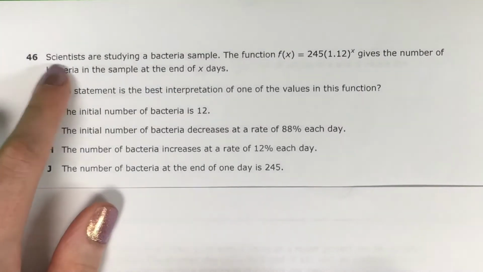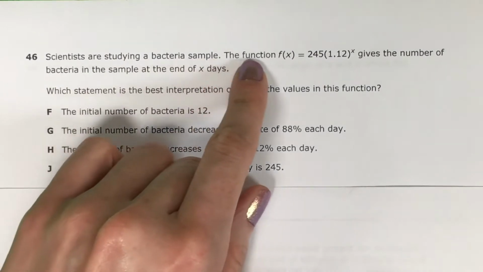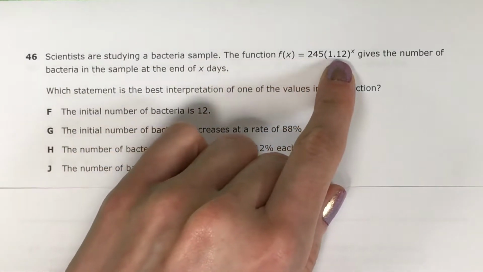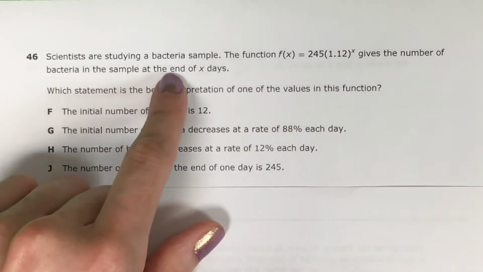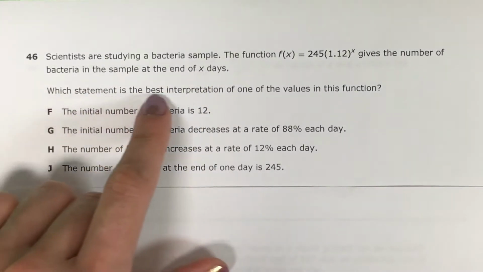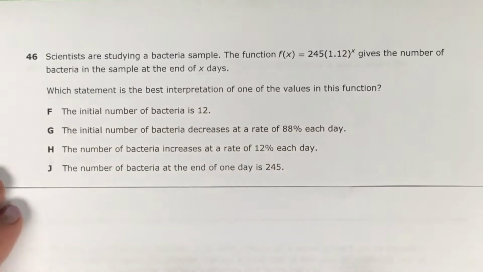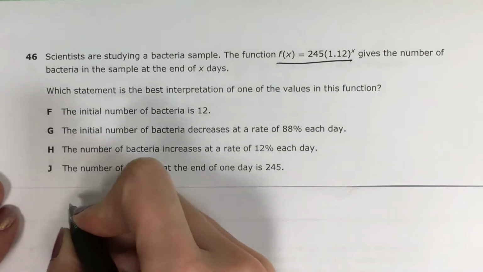Question 46. Scientists are studying a bacteria sample. The function f of x equals 245 times 1.12^x gives the number of bacteria in the sample at the end of x days. Which statement is the best interpretation of one of the values in this function? Okay, so my equation is, let's go ahead and write it down.